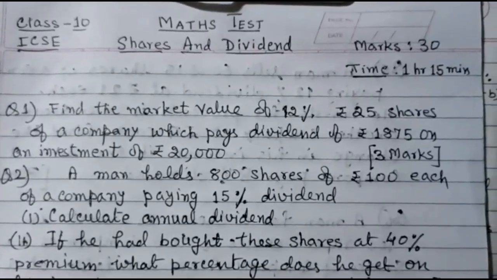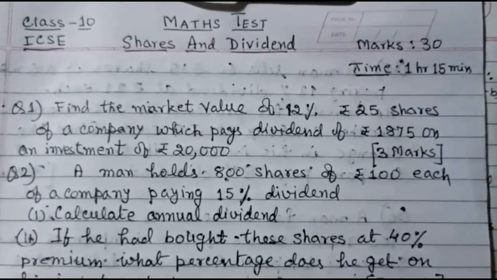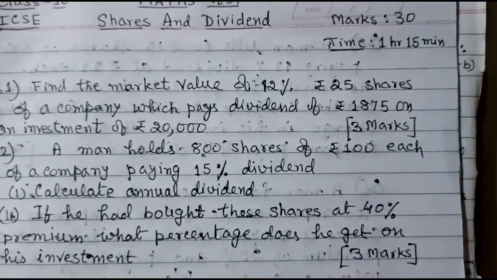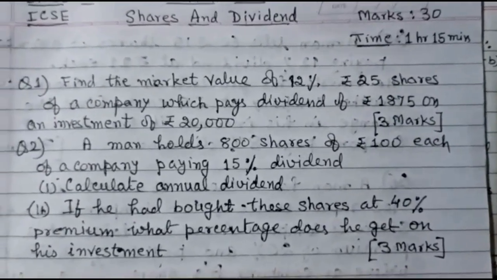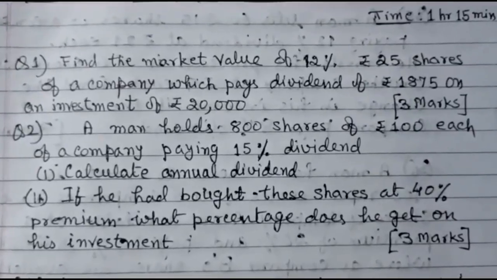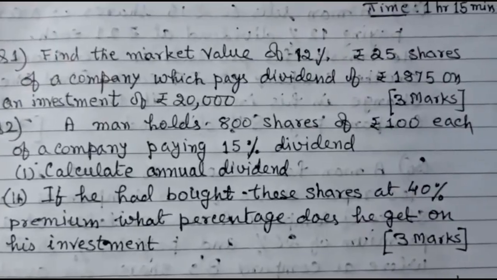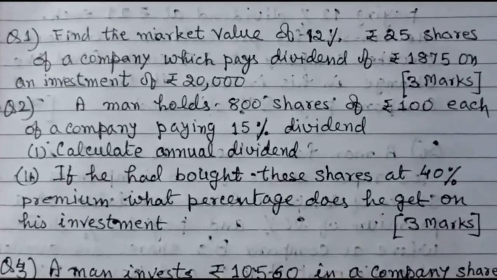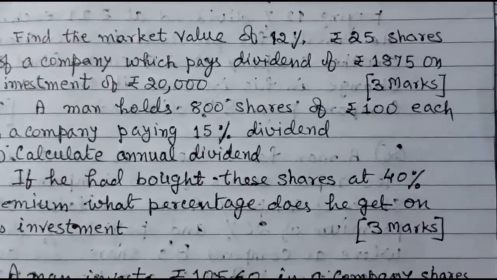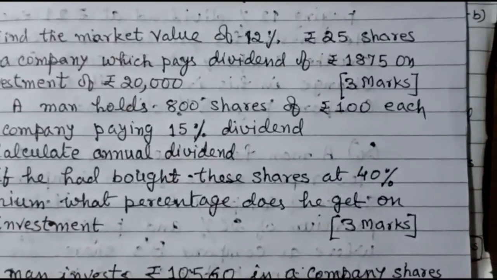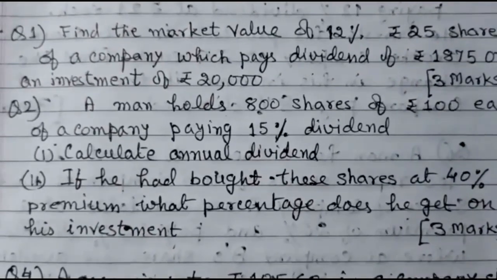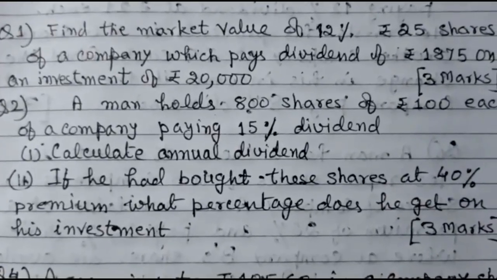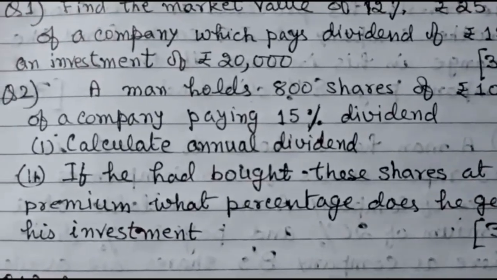Children, now get ready for the test. There are 10 questions and you have got 1 hour 15 minutes. Total marks is 30. Question number 1. Find the market value of 12% rupees 25 shares of a company which pays dividend of rupees 1875 on an investment of rupees 20,000. 3 marks.